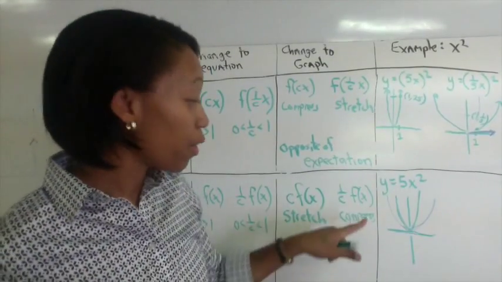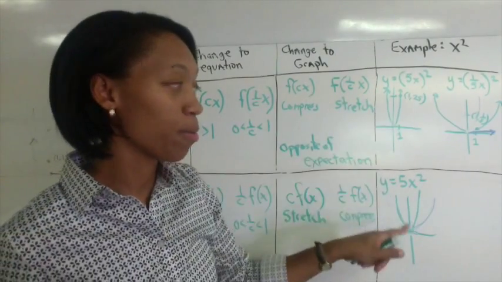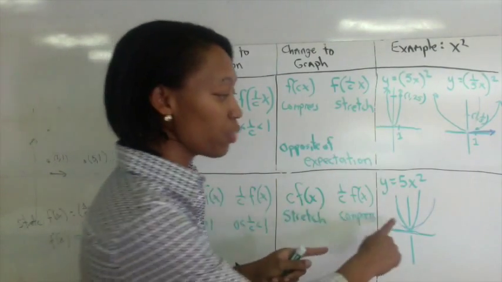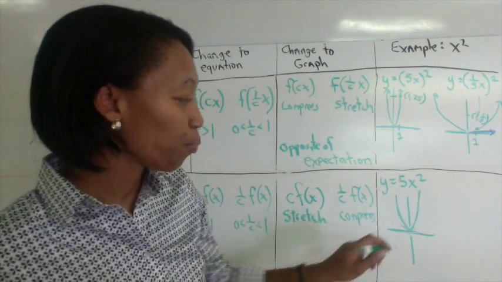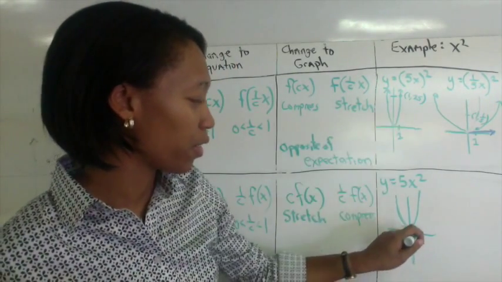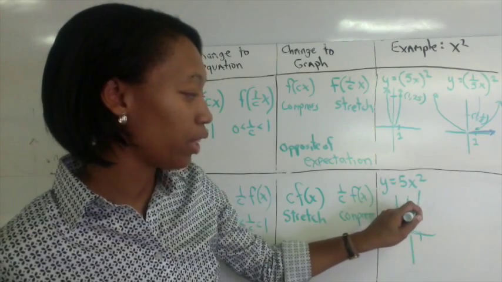All right, so both of these look narrower, but one is a compression and one is a stretch. This one is a stretch because we're stretching it this way. It got taller. So how much taller? Let's compare it to that one. When we're over at 1, we only come up to 5.